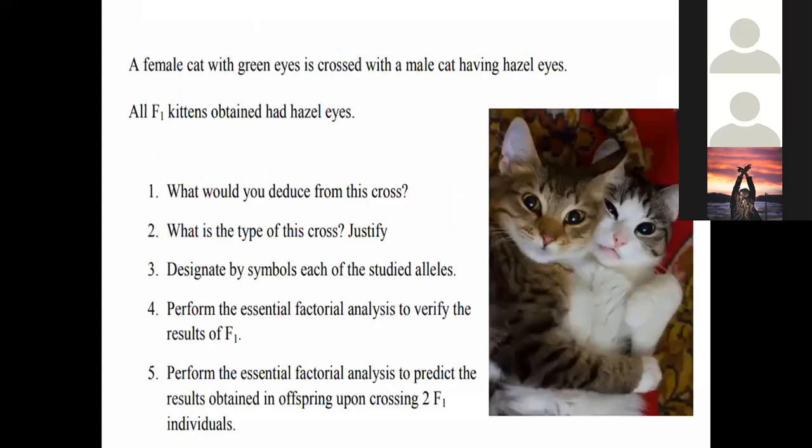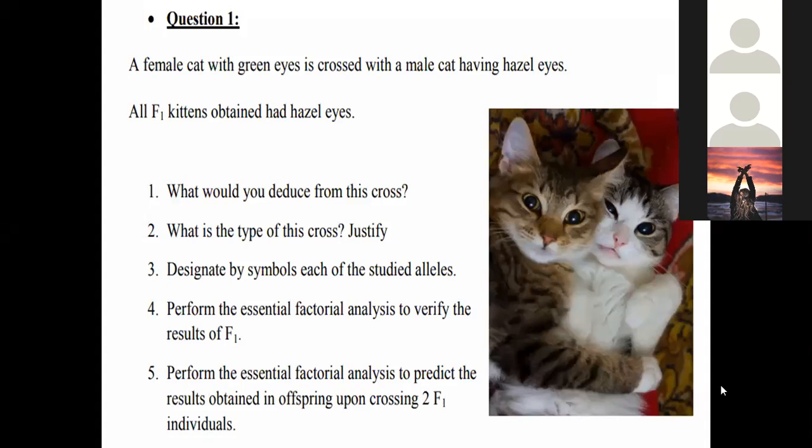Let's move now to the problem and the homework that you have before. So in this homework, what do we have? We have a female cat with green eyes is crossed with a male cat having hazel eyes. All the F1 kittens obtained had hazel eyes. All F1 had hazel eyes.